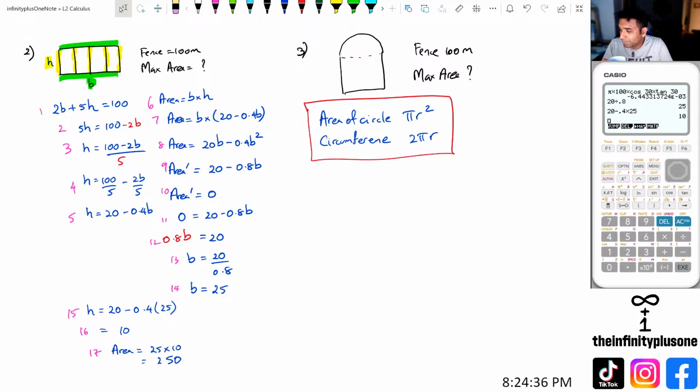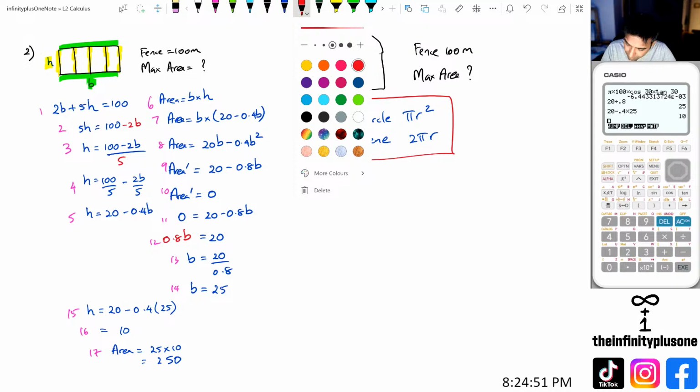No, harmonically, they give you the formulas, right? No, the dotted line is not part of the fence, sorry. It's not part of the fence. No, let's get rid of that. So it's basically a semicircle and a rectangle.